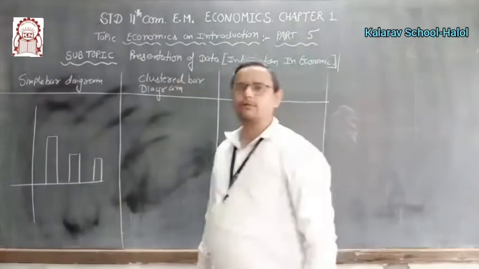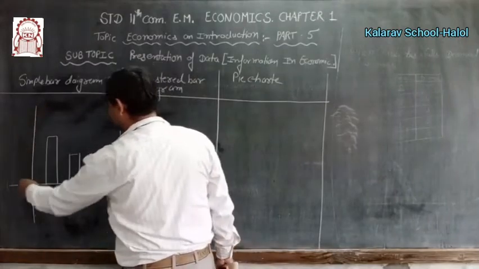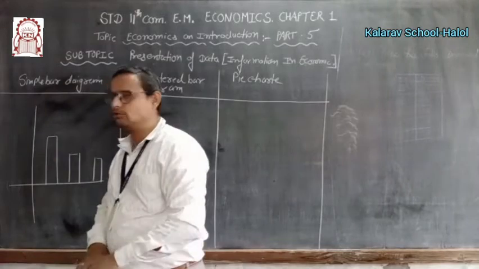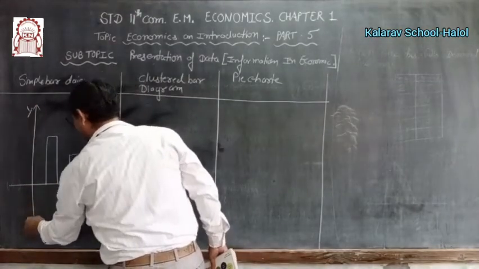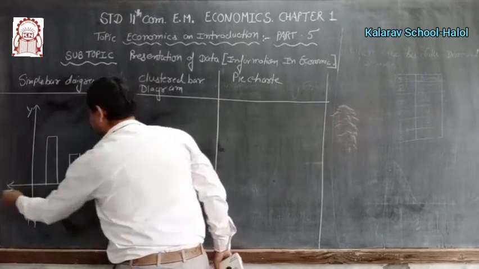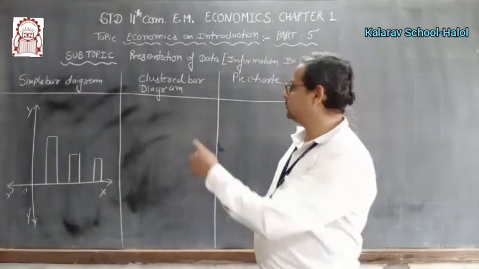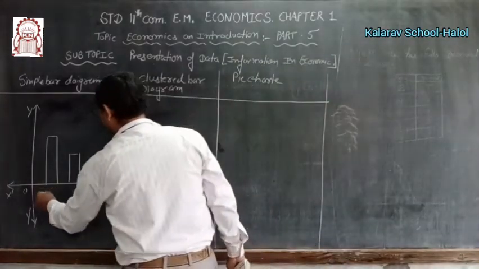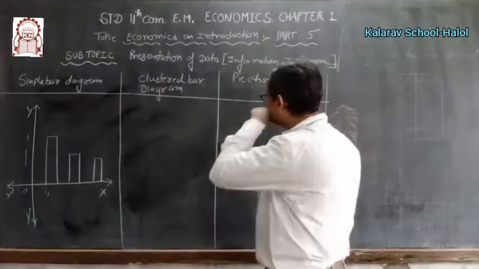Suppose the population of 3 decades, then it can be explained this way. And another thing, x-axis and y-axis, you know that very well, so there is no need to tell you everything in detail. So this is your simple bar diagram. Is it clear? Here you write the year and here you write the number. Is it clear?